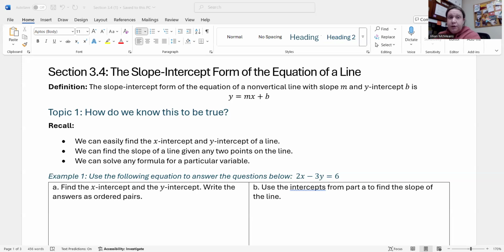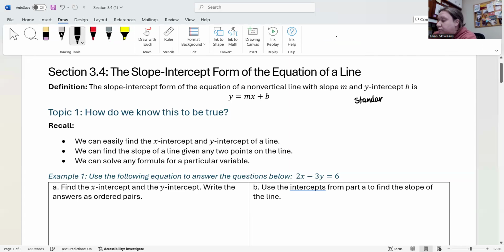This worksheet is going to focus on the slope-intercept form of the equation of a line. I do want to remind you, you've seen a couple of forms of lines already. So we've already talked about standard form. Standard form is when you have ax plus by equals c.